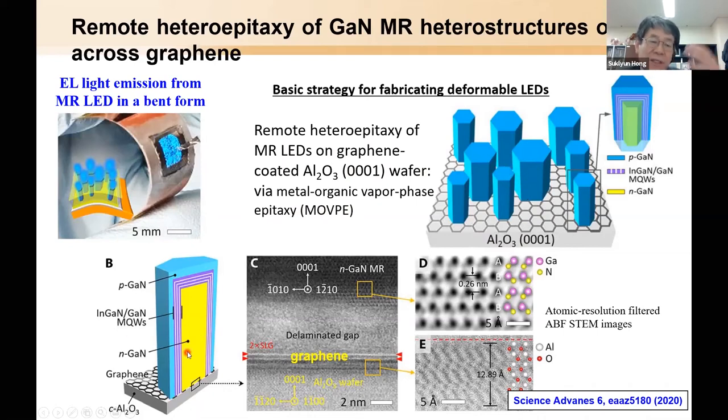The picture is a cross-sectional view of a microrod. Now focus on the interfacial region between the alumina surface and gallium nitride overlayers. There is bilayer graphene here, and we can find alignment between the substrate and overlayers in the atomic resolution scanning TEM images.